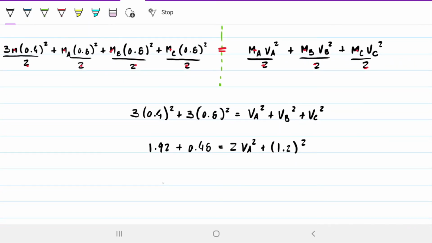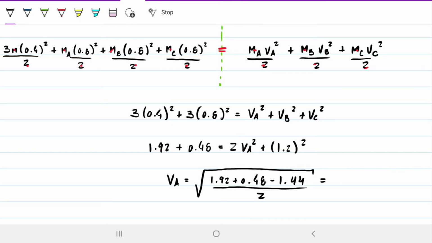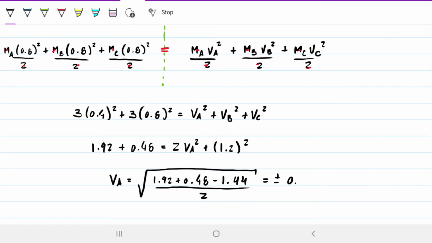Okay, so I can solve this by sending this 1.44 over there, subtracting, dividing everything by 2, and taking the square root. So that means that VA is just going to be the square root of 1.92 plus 0.48 minus 1.44, divided by 2. And this gives me 0.693. It's 0.69282, but 0.693 is good enough. It's an approximation.